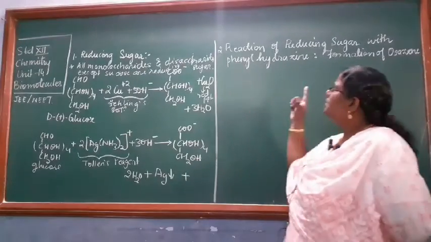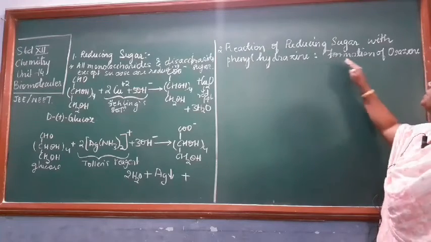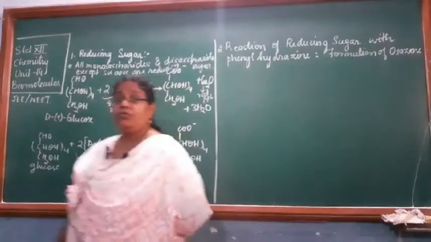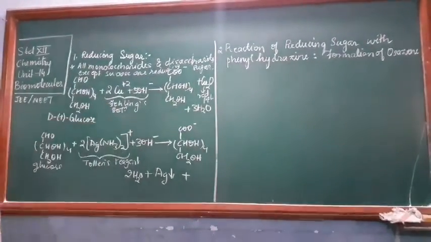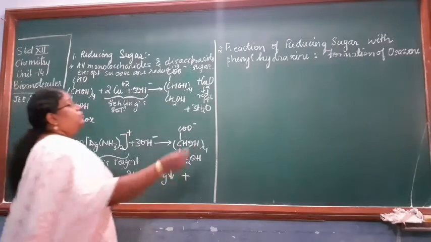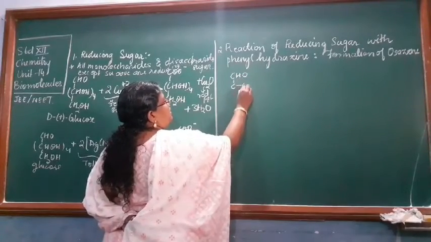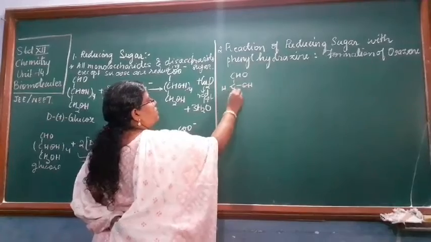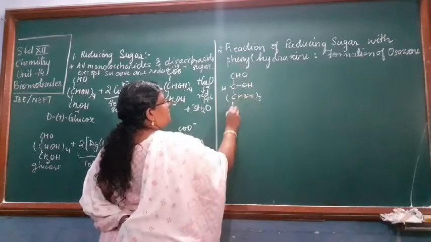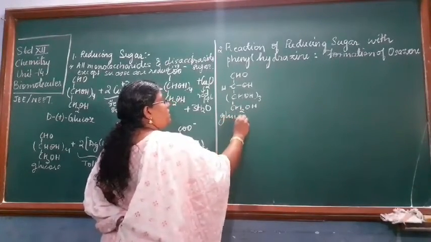ठीक है. The third reaction is the reaction of a reducing sugar with phenyl hydrazine to form the osazone. Okay. So what is occurring here? See, CHO, CHOH, CHOH thrice, then CH2OH. यही है ना तुम्हारा ग्लूकोज. Okay, this is your glucose.